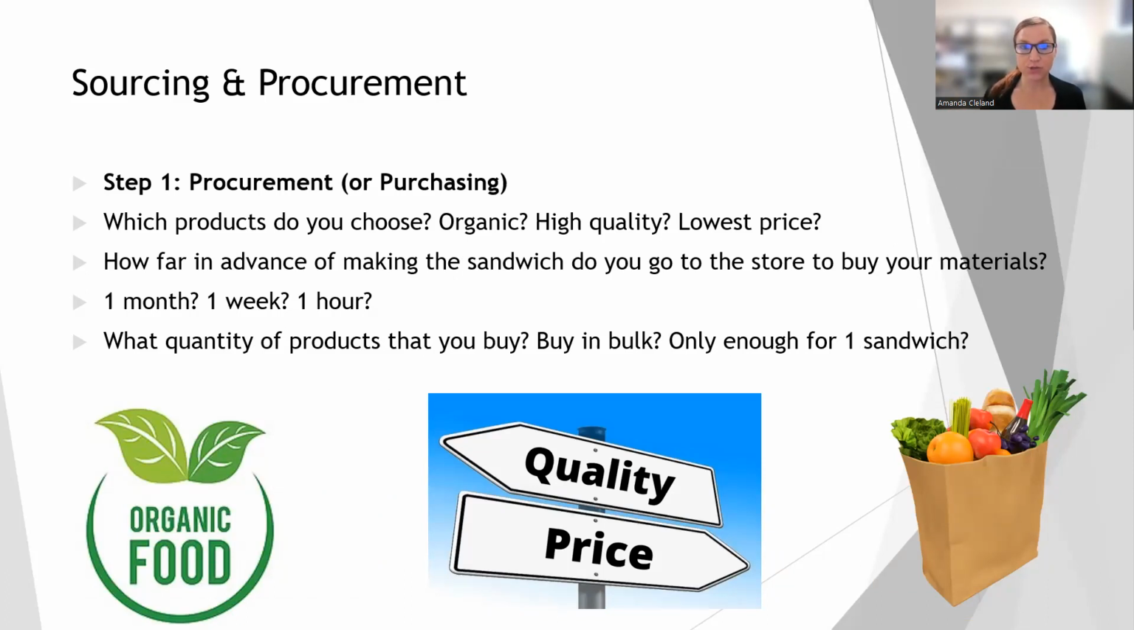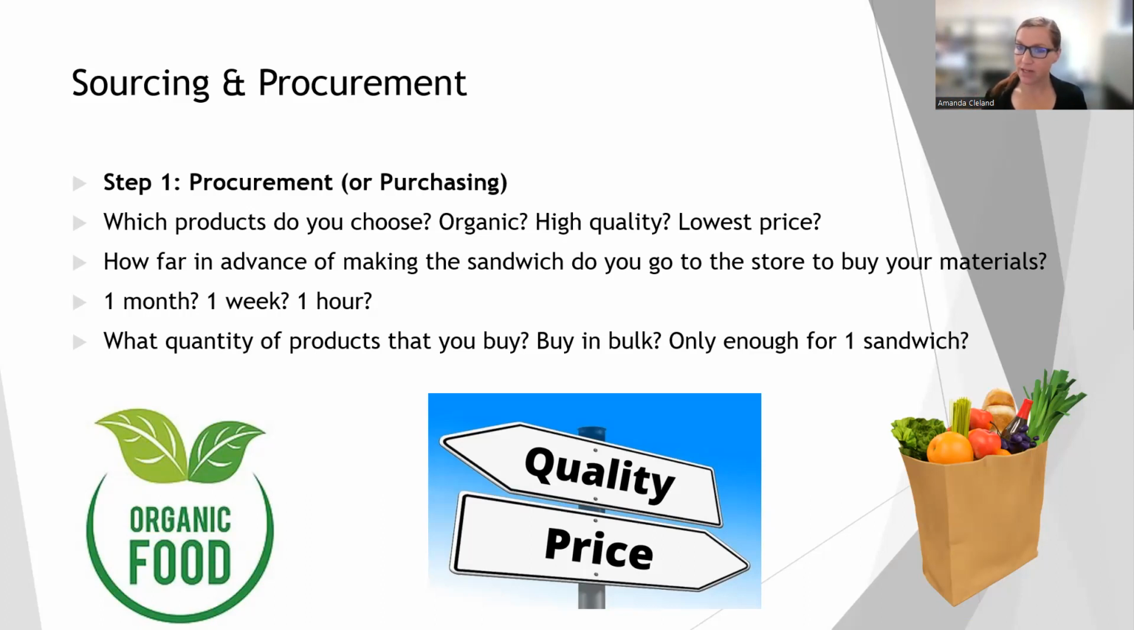Are we going to choose organic? Are we going to choose the highest quality? Are we going to choose the lowest price? And then we've got to think about some other things. How far in advance of making the sandwich am I going to go to the store to buy all of my raw ingredients? Am I going to go a month before, 6 months before, a week before, an hour before? So I've got to think of all these things as I'm going through the procurement process.